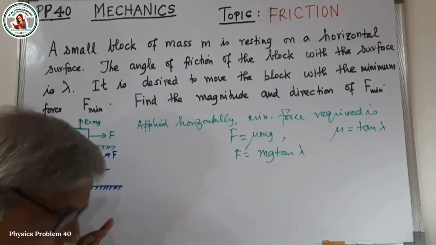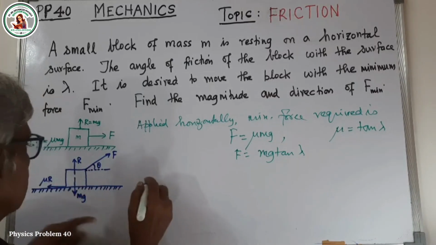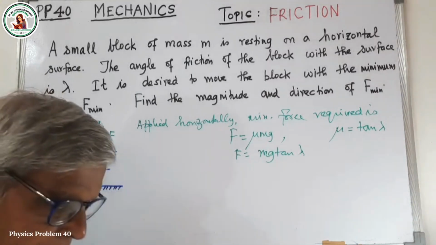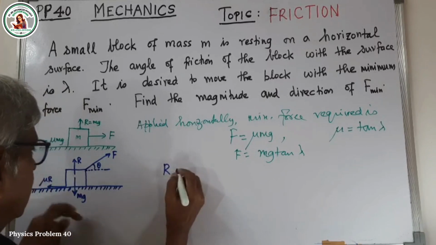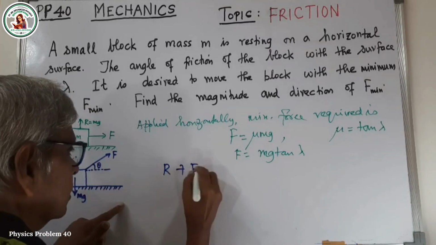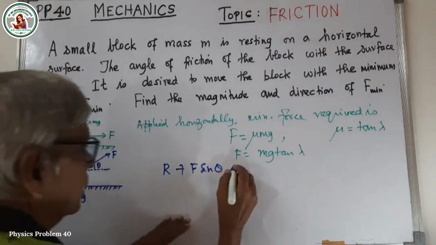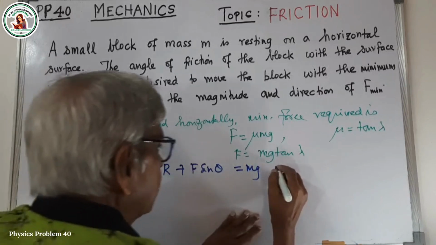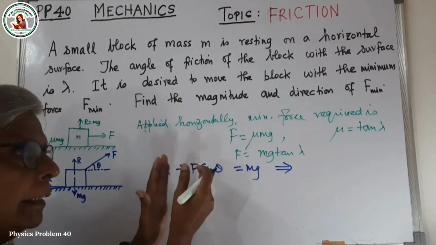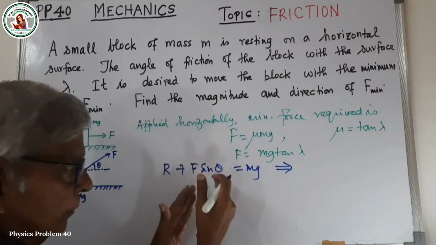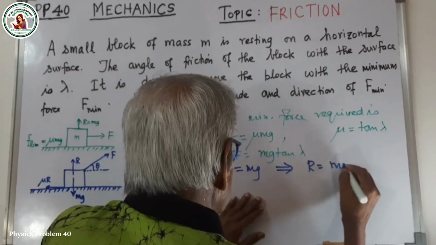In this diagram which I have drawn, let the force be at angle theta to the horizontal, and we write the vertical equilibrium condition. For vertical equilibrium, the normal reaction R plus F sin theta must be equal to mg, because upward force equals downward force, which gives us the value for R in terms of the applied angle and the force. We are going to get a general expression for F. Then we minimize it. So R is equal to mg minus F sin theta.